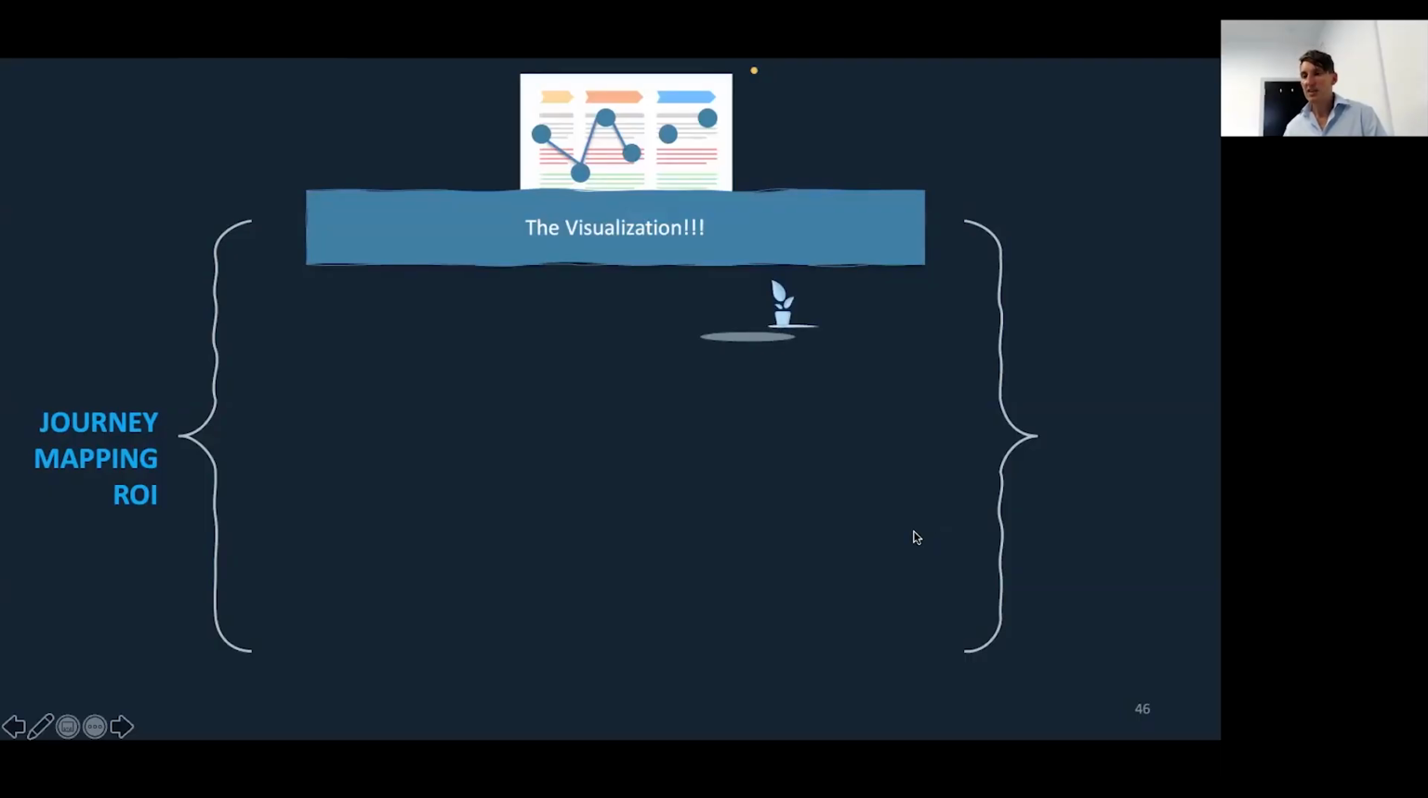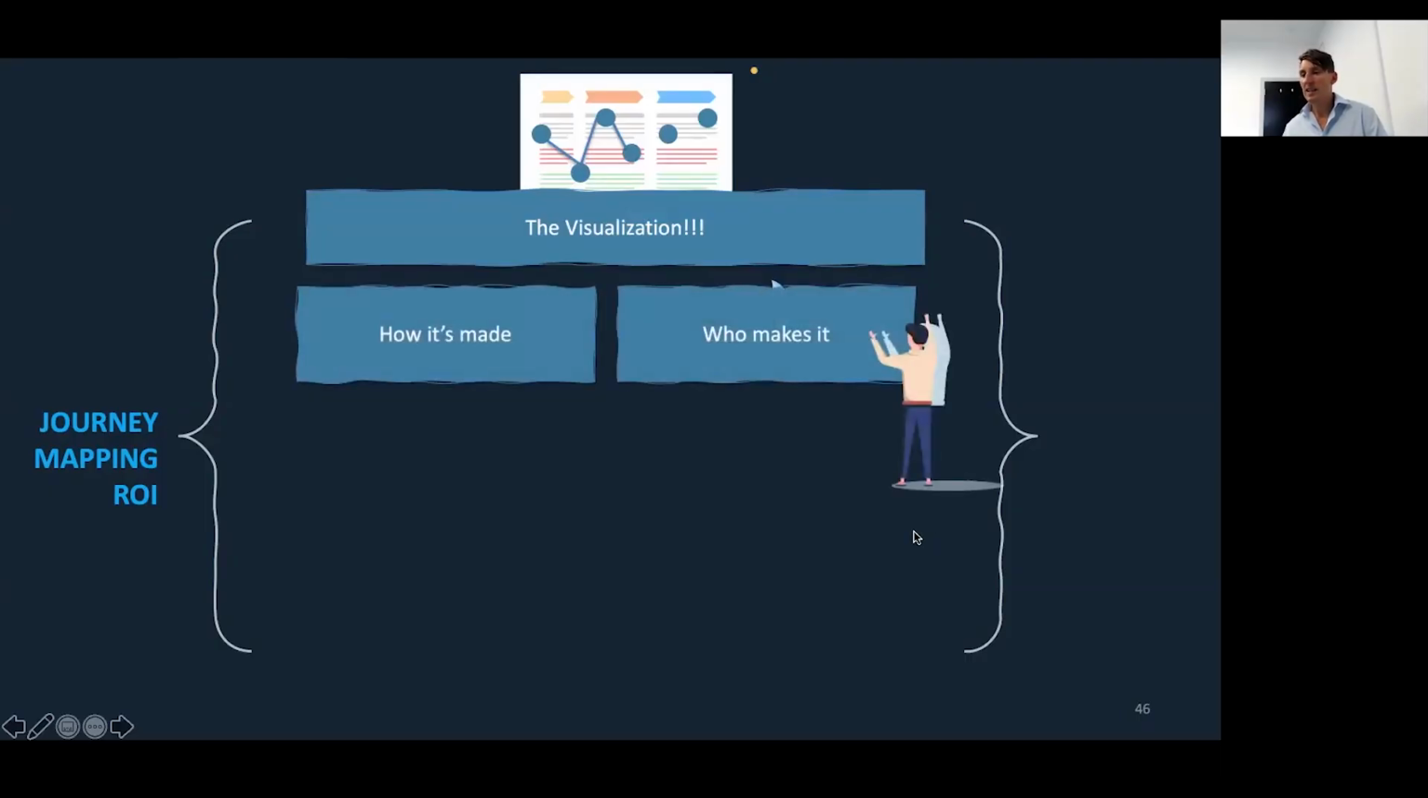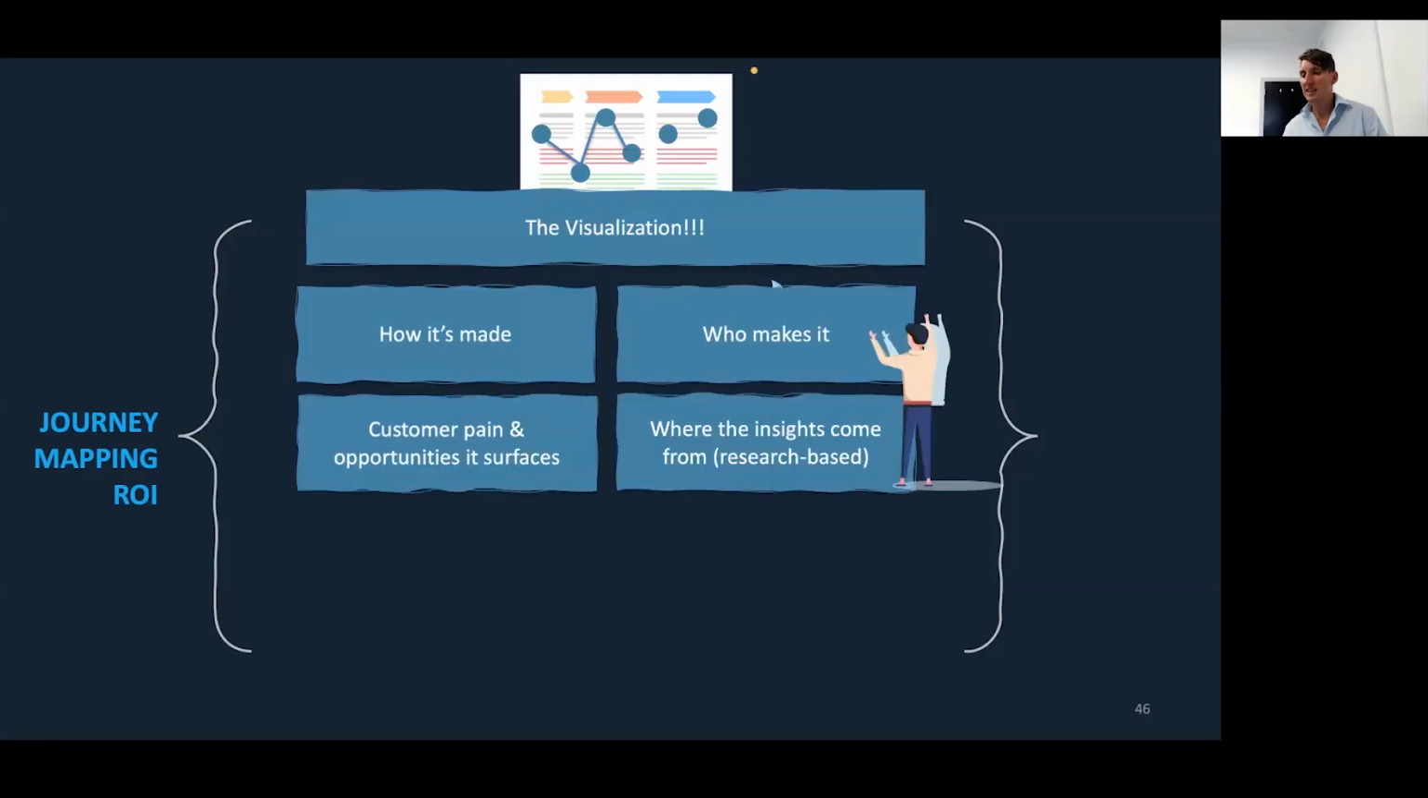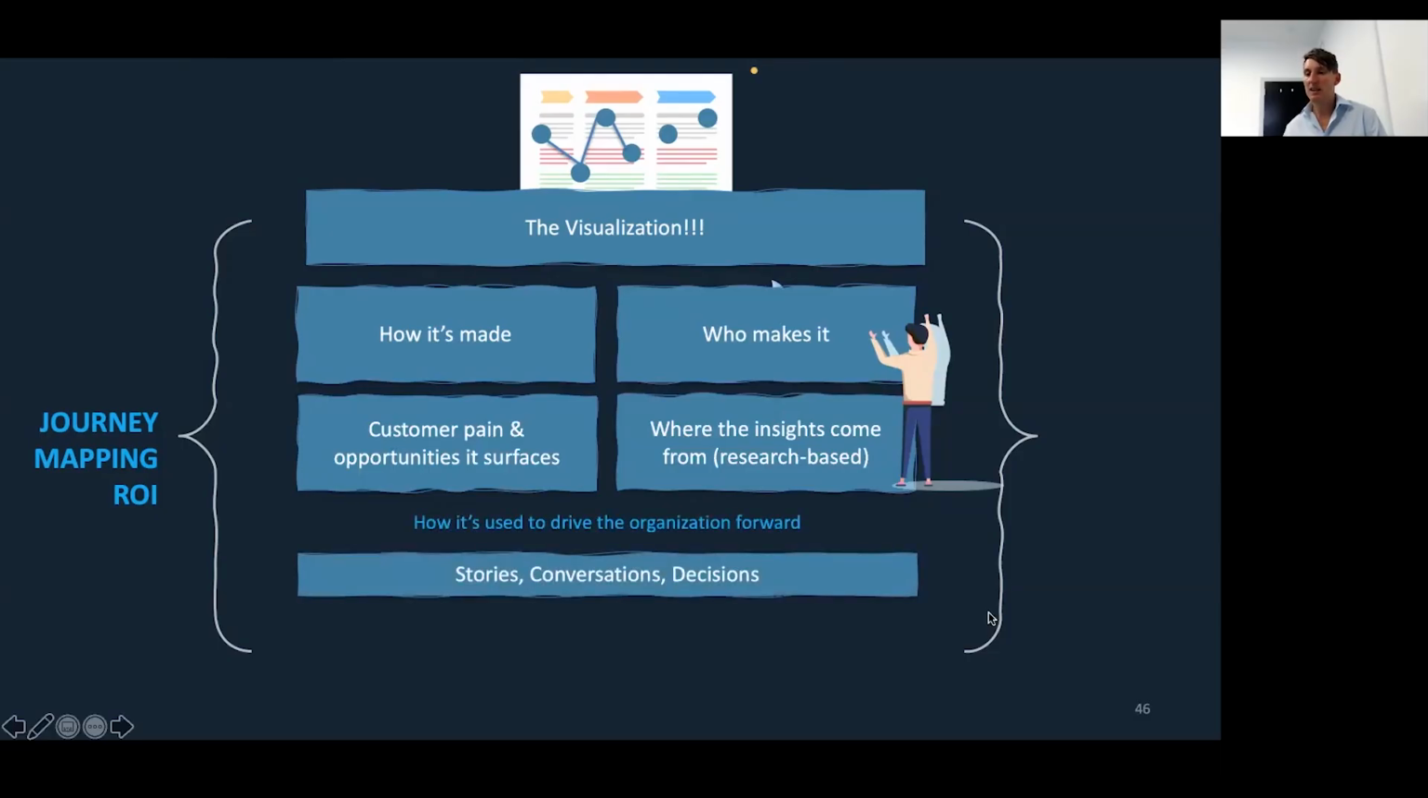The visualization, right? No, right? It's how it's made and who makes it. It's the pain that you saw from your insights, your evidence, right? So evidence-based journey mapping. Also how you drive it forward in your organization. It's got to be there, those stories that you have and tell, the conversations you have with others. One of the biggest things that we've seen with journey mapping is people say, I had no idea about these initiatives.